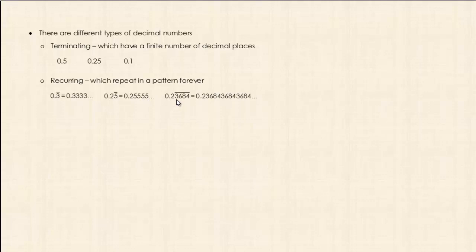Or 0.23684, which repeats like this, note that this bar goes over the top of the whole section that repeats. Or you could show that with just a dot on the 3 and a dot on the 4. We can also have decimals which don't recur, so they have an infinite expansion and no recurrence.